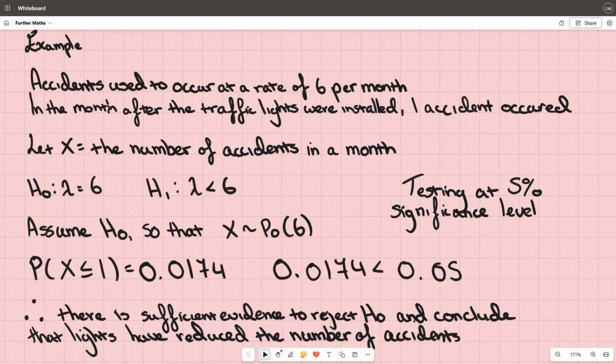Okay, so first you need to let x equal the number of accidents in a month, and you write out your two hypotheses. So we have H0 where lambda is equal to 6, and H1 where lambda is less than 6, because we're testing whether the accidents have been reduced. And we're testing at a 5% significance level.